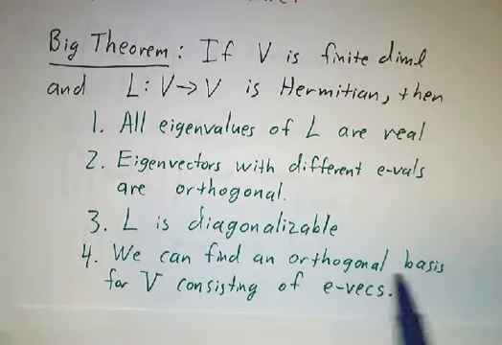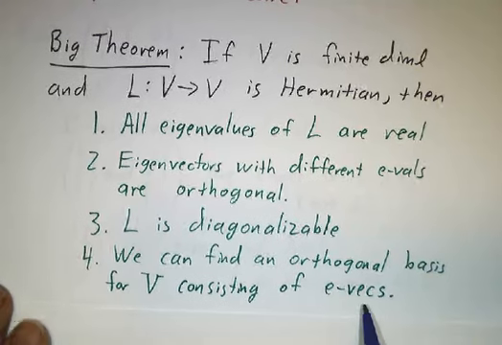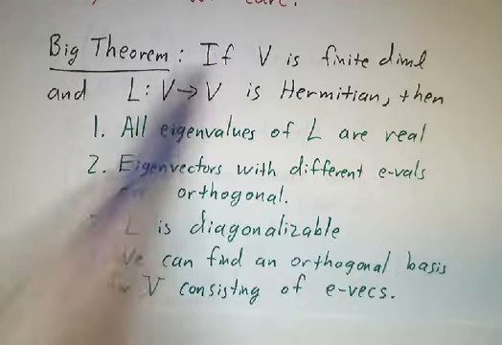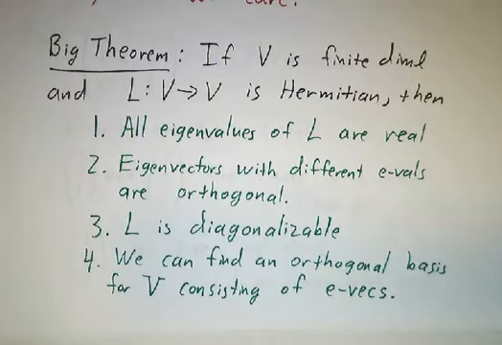We've seen how useful orthogonal bases can be, consisting only of eigenvectors. We love bases of eigenvectors. We love orthogonal eigenvectors. We love orthogonal bases. If the operator is Hermitian, we can have both at the same time. So let's look at some examples.